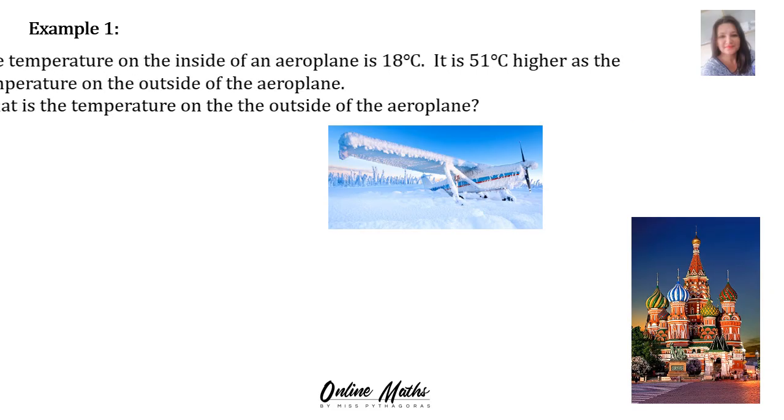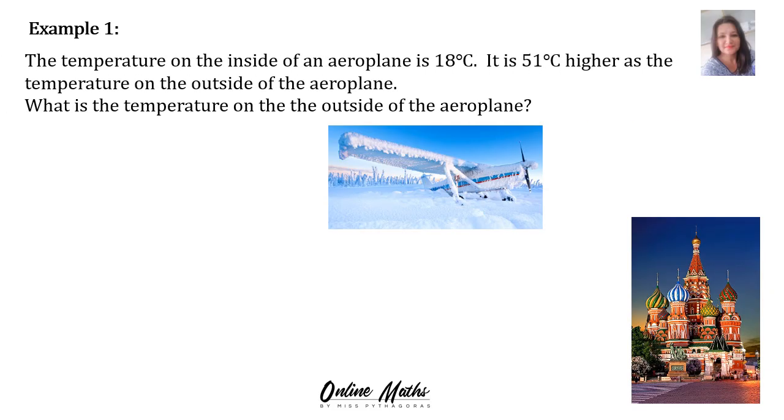Example 1. The temperature on the inside of an aeroplane is 18 degrees Celsius. It is 51 degrees higher than the temperature on the outside of the aeroplane. What is the temperature on the outside of the aeroplane? So that means you start with 18 minus 51, which is equal to -33 degrees Celsius outside of the aeroplane.